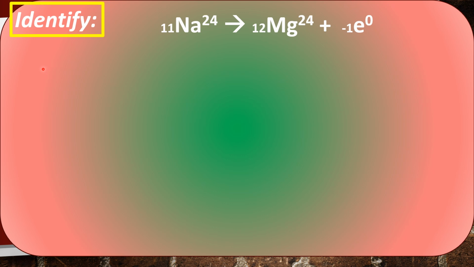The nuclear equation involved here is as shown. Sodium isotope with a mass number 24 and atomic number 11 emits a beta minus particle or an electron to become a stable magnesium 24 isotope. Notice that in a beta minus decay such as this, the atomic number of the daughter nucleus is increased by 1, while the mass number is unchanged.